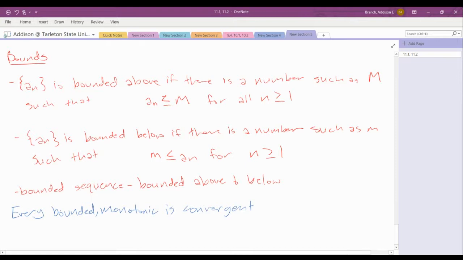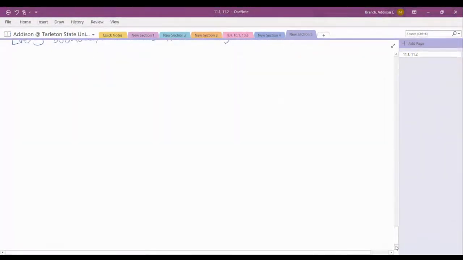All right, so now let's do a couple of examples with this before we move on to our next section. For our first example, we want to know: is the sequence increasing, decreasing, or neither? And we also want to know, is it bounded?